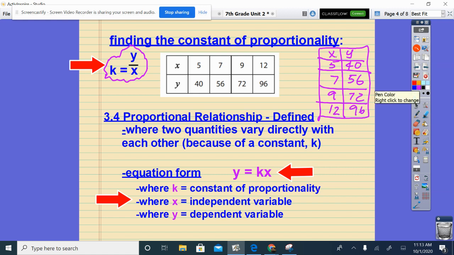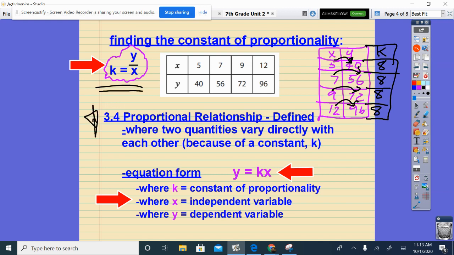And then here comes my K column, my constant of proportionality. What times 5 gets me to 40? Well, that's 8, of course. What times 7 gets me to 56? 8, and so on and so forth. So that's how we find K. This is the formula, the equation to find the constant, or K of constant proportionality.